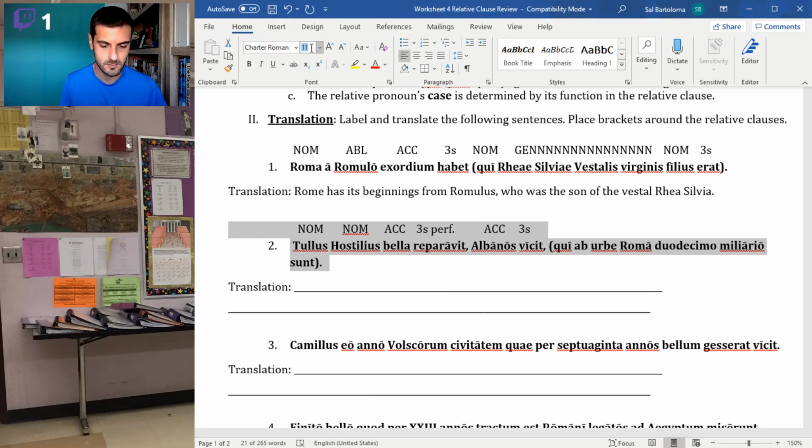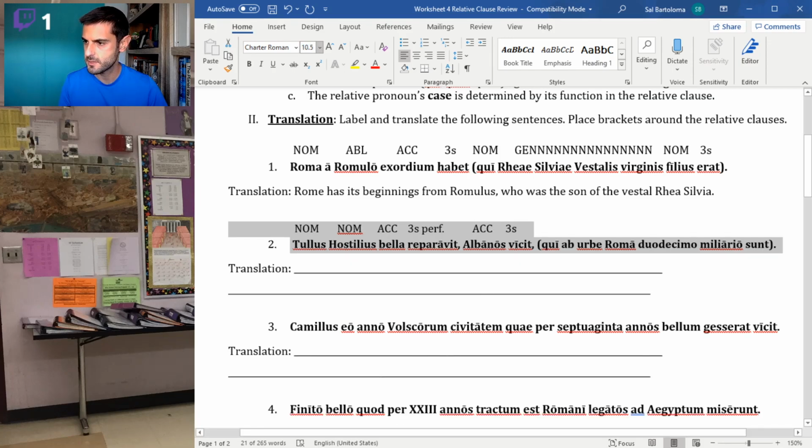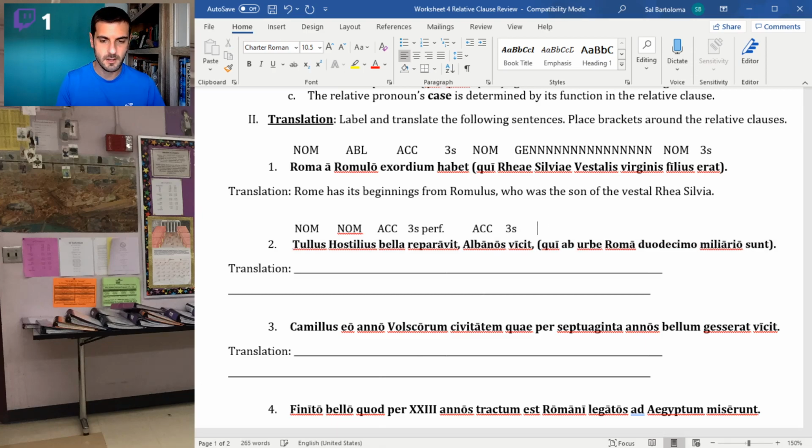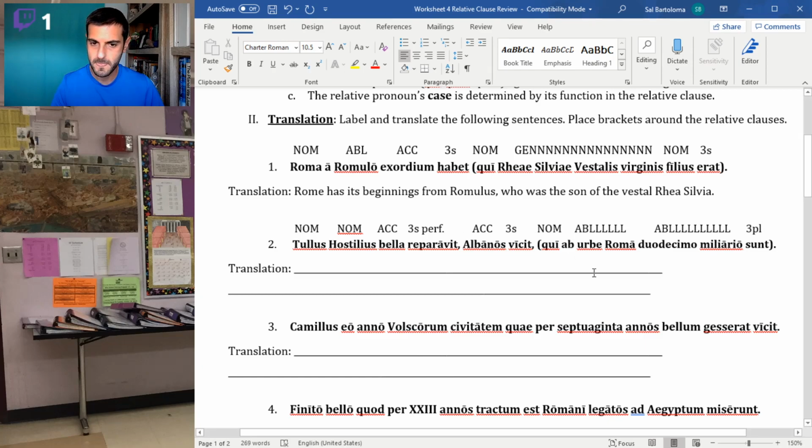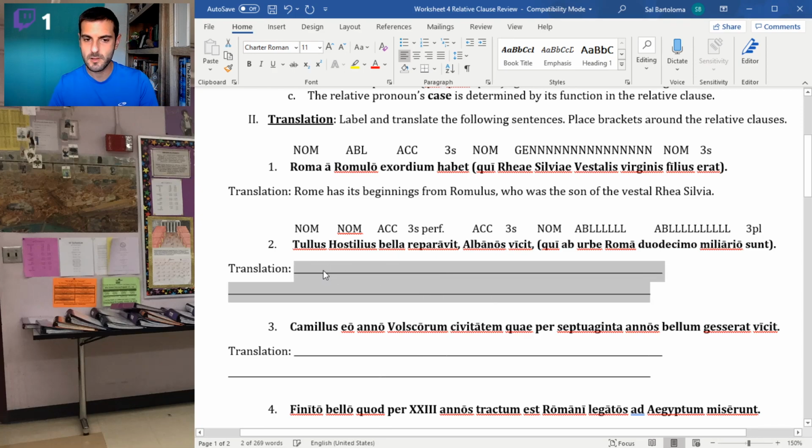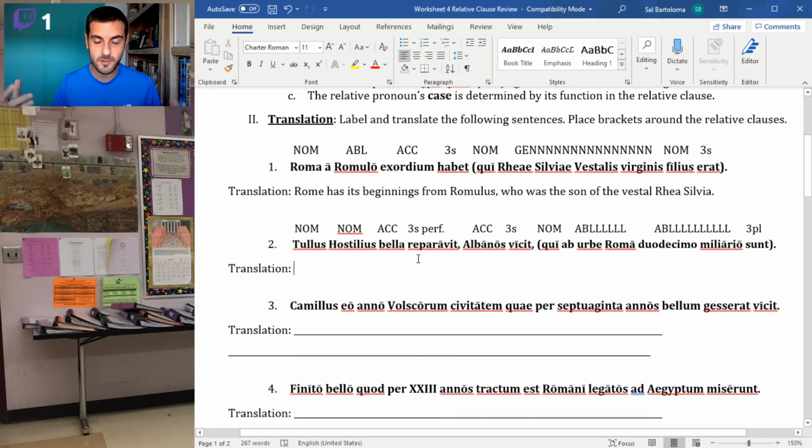Let's take this down, 10.5. Hopefully you guys can still see that. Qui, again, in the nominative case, we'll talk about why. Ab urbe Roma, duodecimo miliario, those are both in the ablative as well, and then my verb sunt. Okay. So when we have a sentence with a relative clause, make sure you get the main clause first, and then you can hook on the relative clause afterwards.